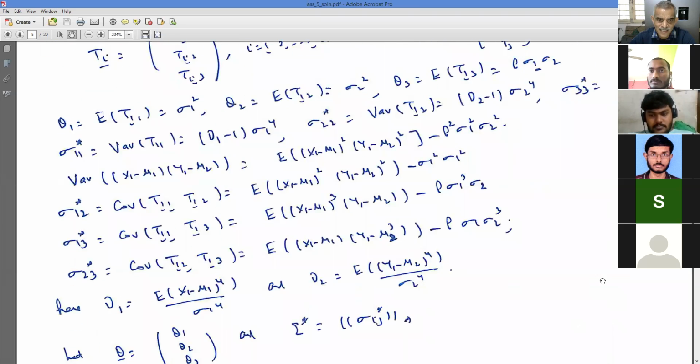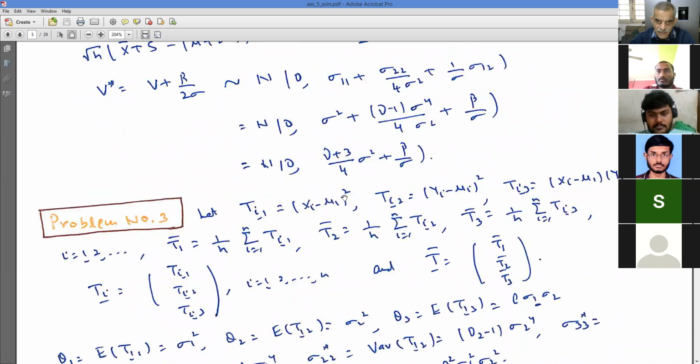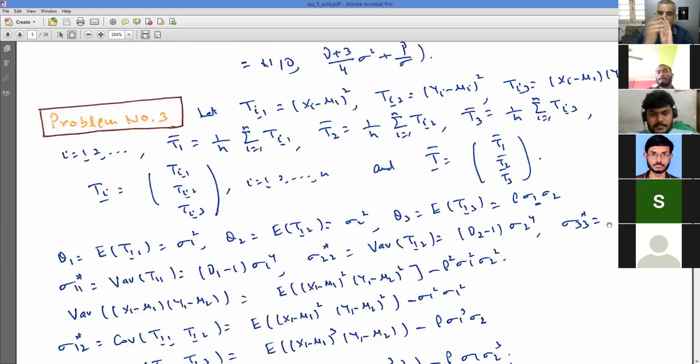Is that okay? Because it is (x1 minus mu1) whole square into (x1 minus mu1), that is how the cube will come. When you take the covariance between this and this, expected value of this into this, it means (x1 minus mu1) whole square into (x1 minus mu1) into (y1 minus mu2). That is how the cube is coming. Does that clarify? Yes, sir.